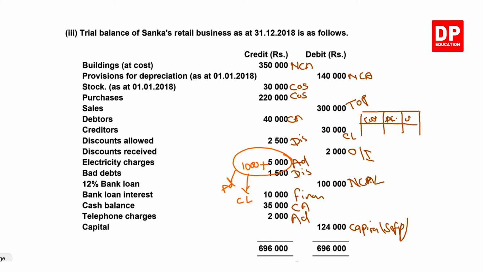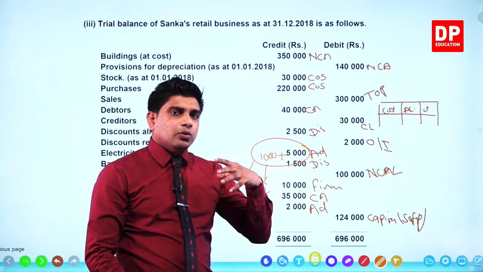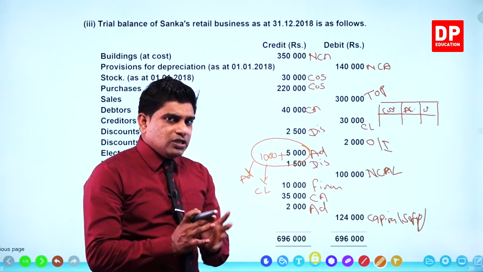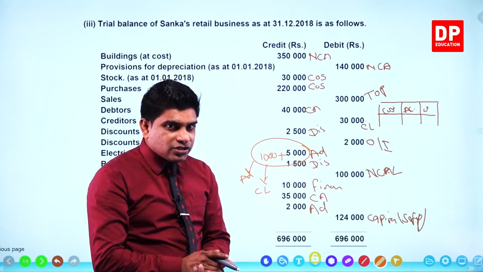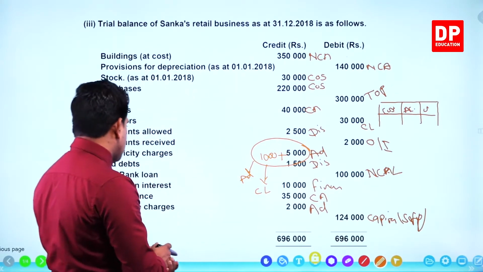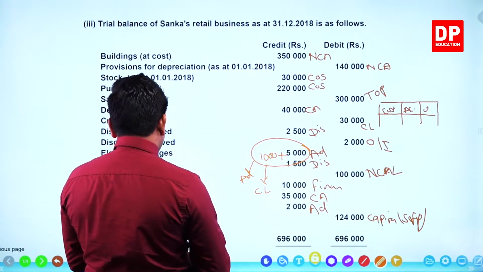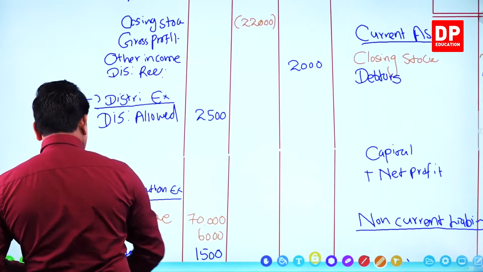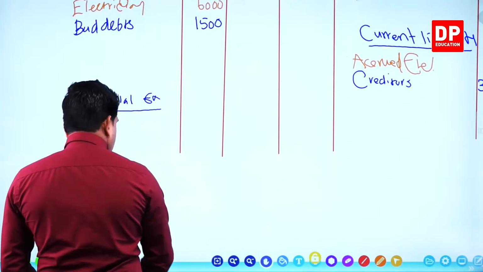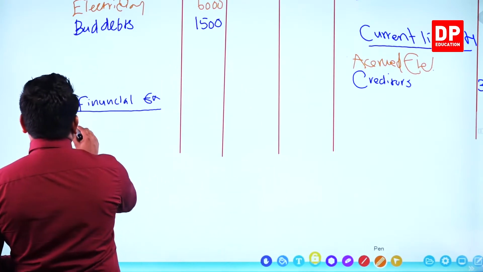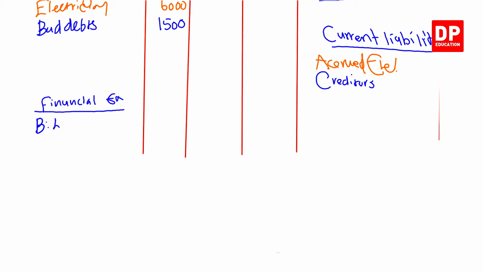12% bank loan 100,000. 12% into 100,000, the value is 12,000. Annual bank loan interest. You must write that answer under the financial expense. Financial expense 12,000, bank loan interest 12,000.